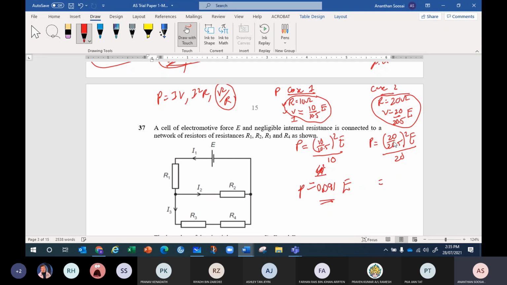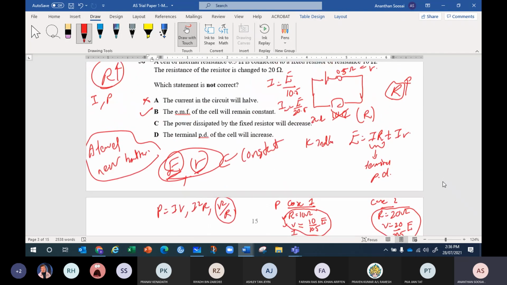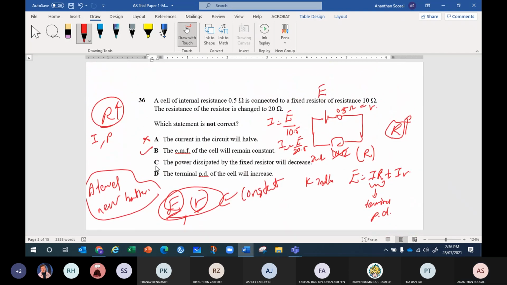For the second one, 20 over 20.5 squared, divide by 20. How much do you get? 0.0476. So this shows the power drops. When resistance increases, the power drops. So the power dissipated by the fixed resistor will decrease. So this is correct.